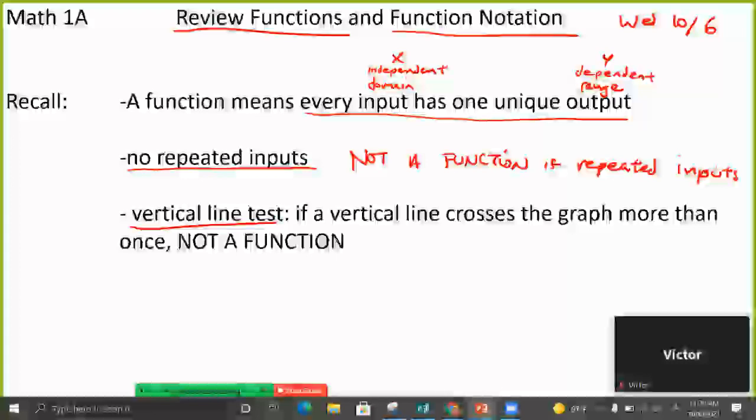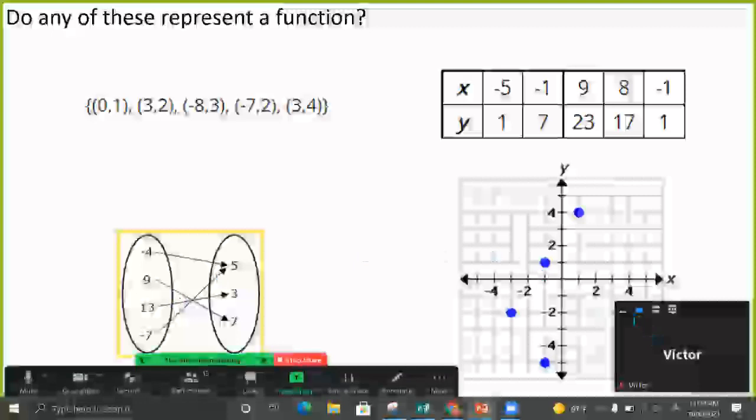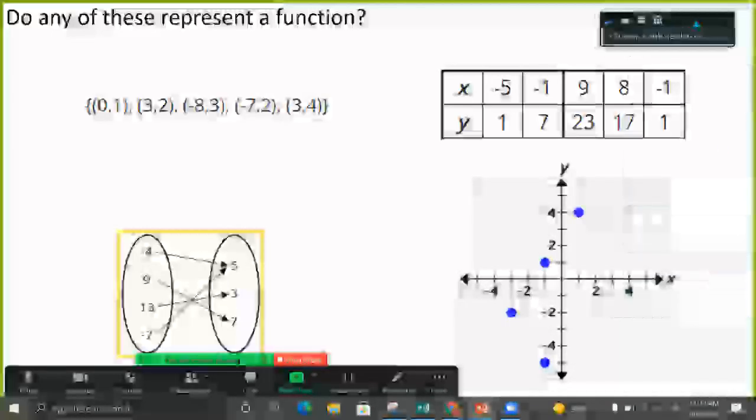Okay. Any questions on this review so far of how we know if we have a function? We're going to look at some problems now. No questions? Okay. So don't copy all this down yet. Just try thinking about these with me. Don't spend your time copying it down right now.